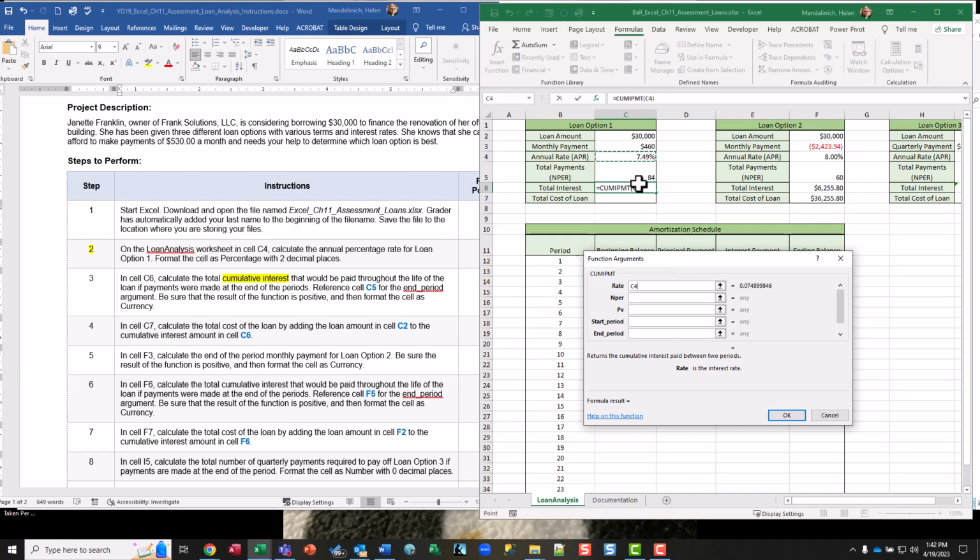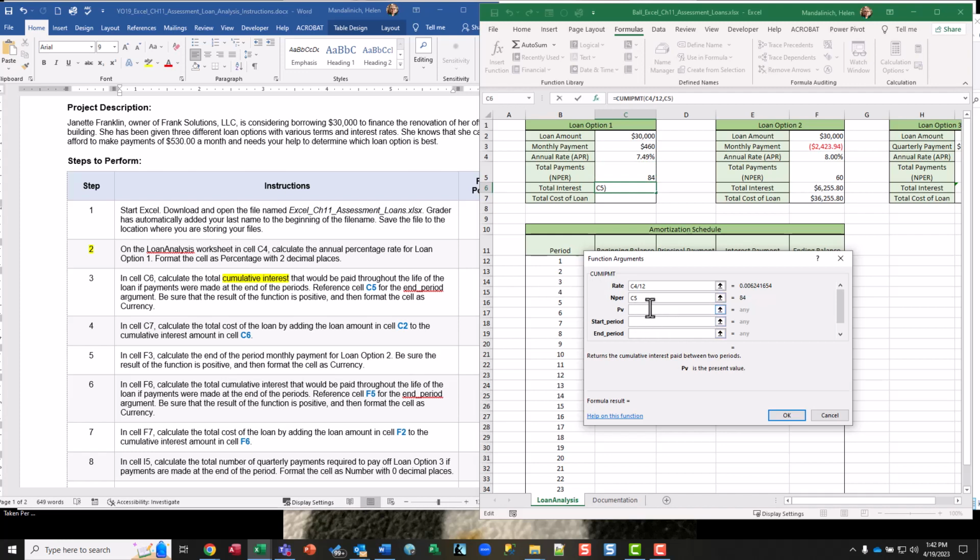We need to divide that by 12, right? Because remember, this is an annual rate. This needs to be periodic. So we're making monthly payments. So that's why I divide by 12. That's my thought process on why I did the divided by 12. The number of payments is in C5.